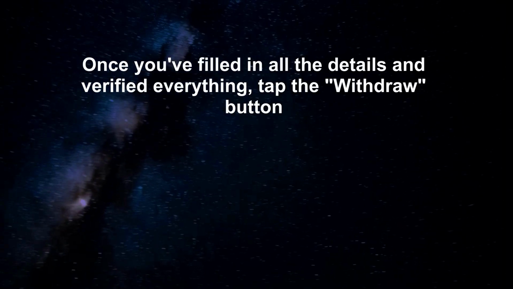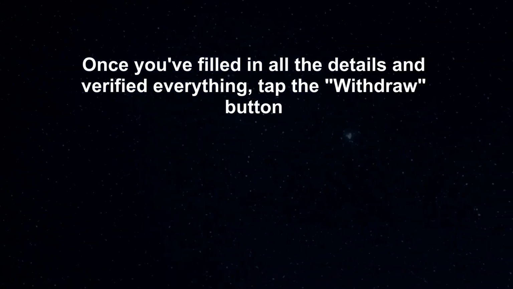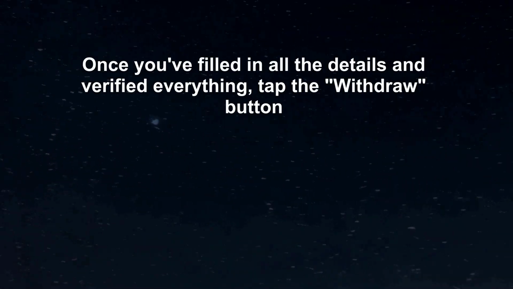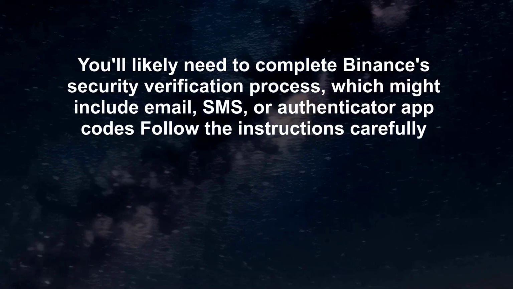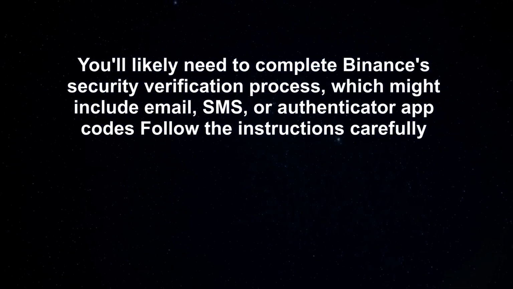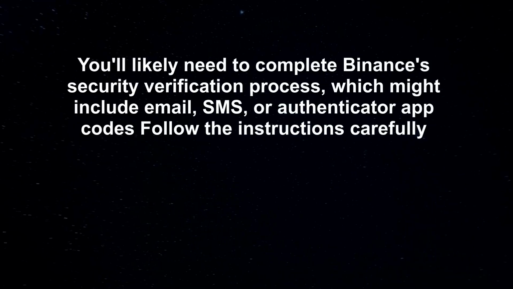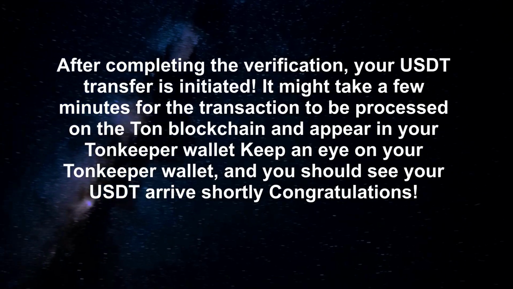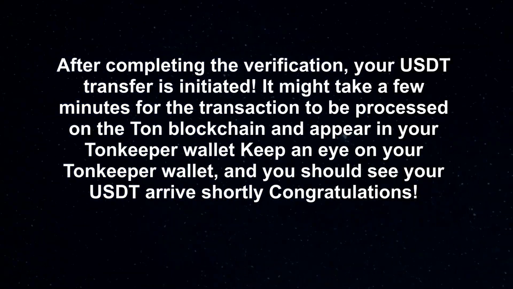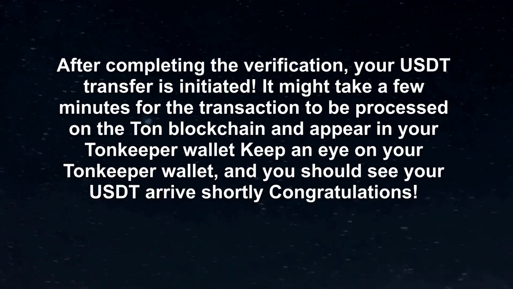Once you've filled in all the details and verified everything, tap the Withdraw button. You'll likely need to complete Binance's security verification process, which might include email, SMS, or authenticator app codes. Follow the instructions carefully. After completing the verification, your USDT transfer is initiated.